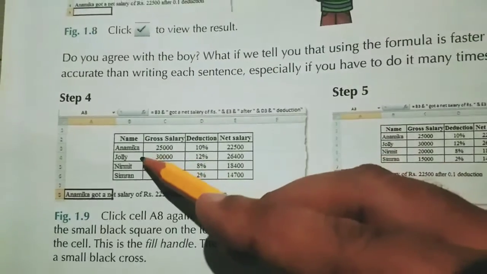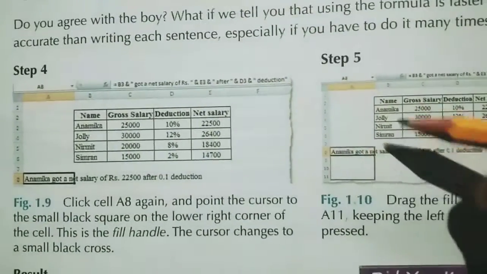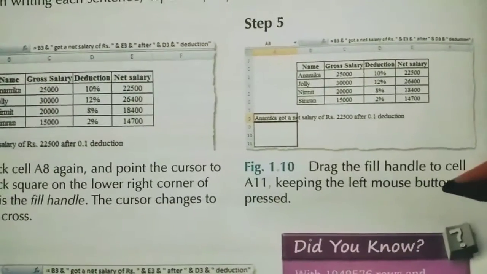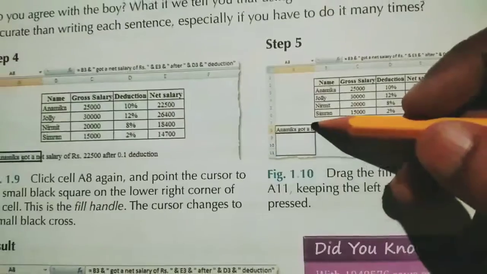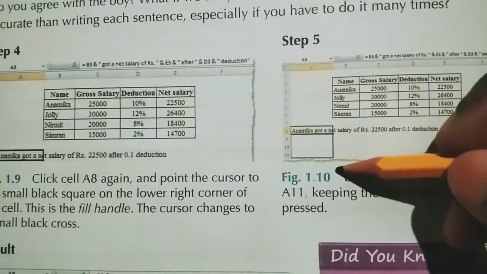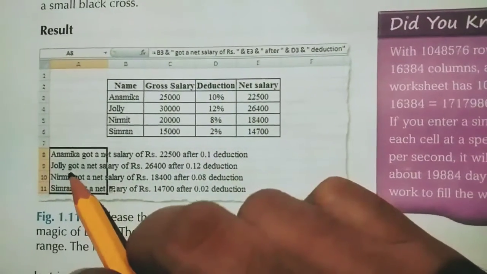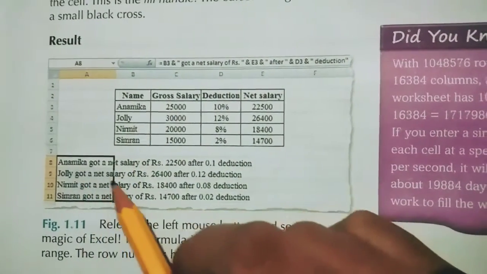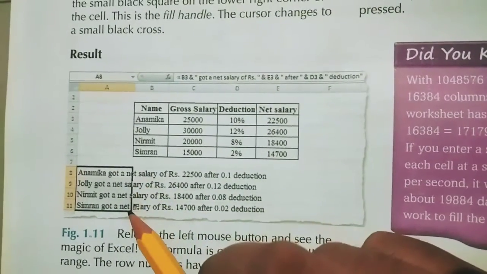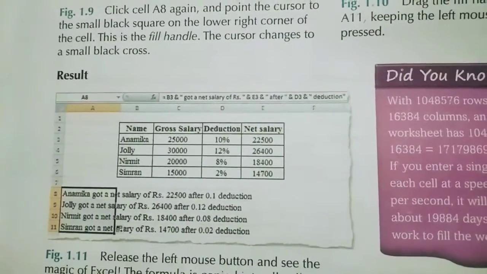If you want to write about Jolly, Nirmit and Simran also, then what do you do? You have to select this and drag by the mouse. Drag the fill handle to cell A11. From where to where you want to write all the lines, click with the mouse and drag like this. Then it will fill all the lines. See, every person's sentence is written, like Anamika, so Jolly got a net salary of this. The same sentence will be written like this.